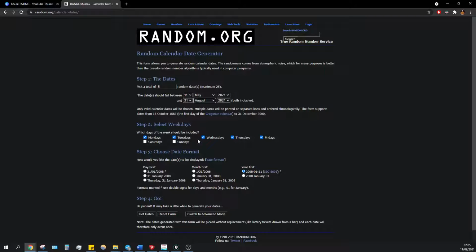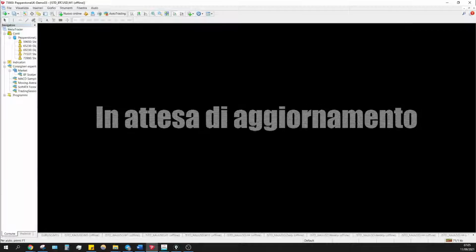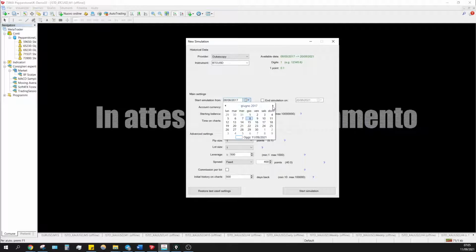So this is the date. Every day of the week, day first. Okay, that's it. 10 of August, 20th. So as you can see here, 20. I'm going to do the 20th of May. 4 pips of spreads. Okay.